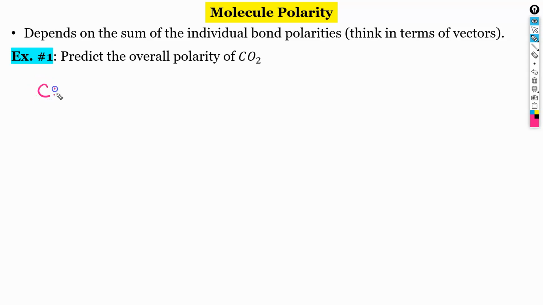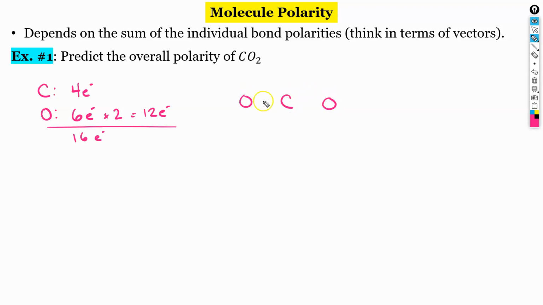So we have carbon, we have oxygen. Carbon has 4 electrons, and oxygen has 6 electrons, and we have 2 oxygens, so we'll have 12 electrons total. 4 plus 12 is 16 electrons. Carbon's the unique atom in this molecule, so carbon's going to go in the middle. And then we go ahead and bond everything. So 2, 4 bonding. 16 minus 4 gives us 12 remaining electrons.